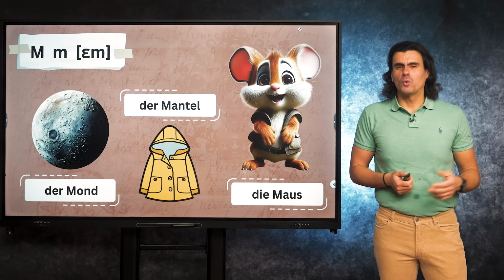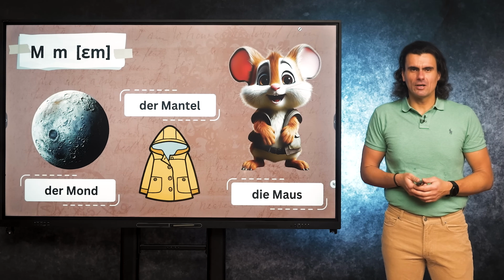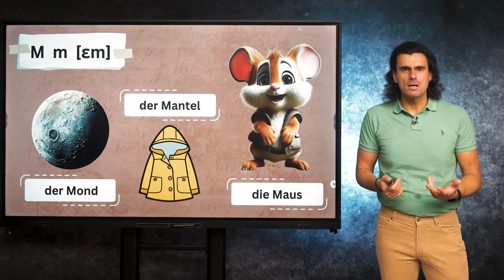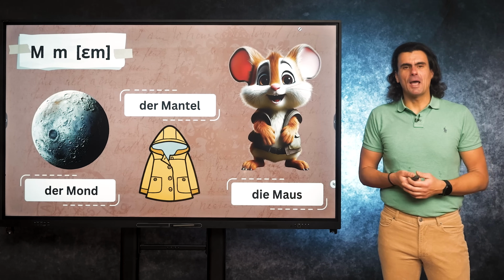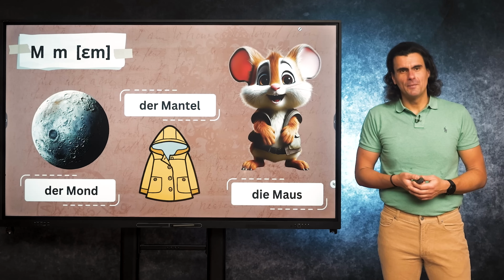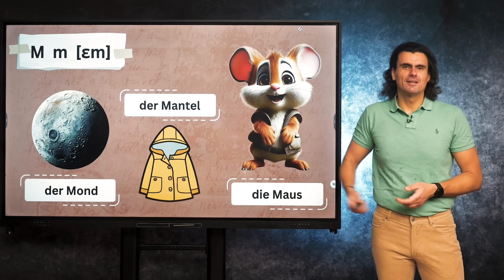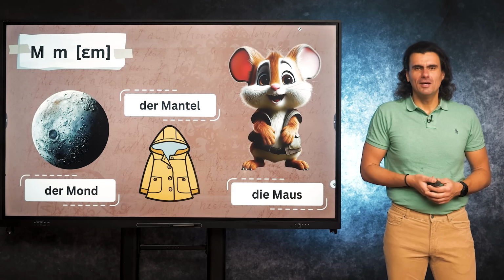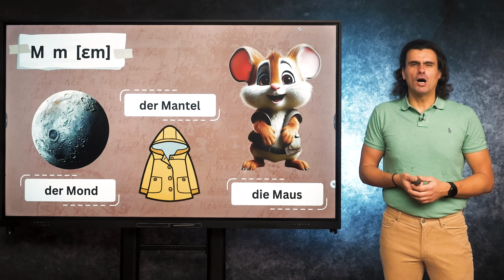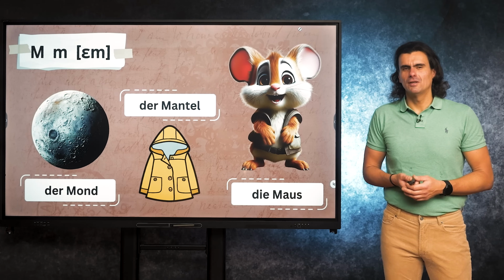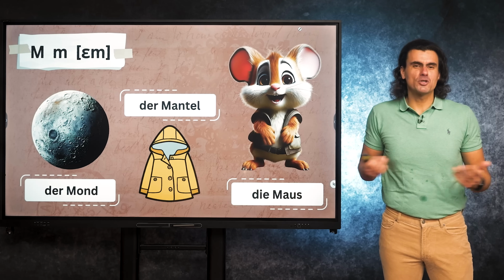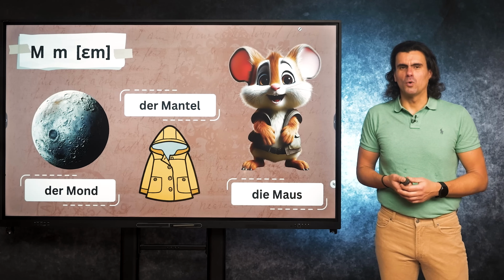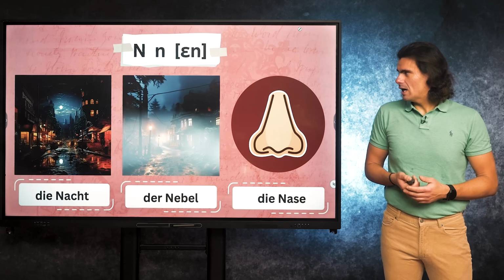M, another quite straightforward and easy letter, M, which is M. In a word, die Maus, which is the mouse, der Mantel, which is a coat, und hier der Mond. Der erste Mensch auf dem Mond ist Neil Armstrong gewesen. The first man on the moon was Neil Armstrong.